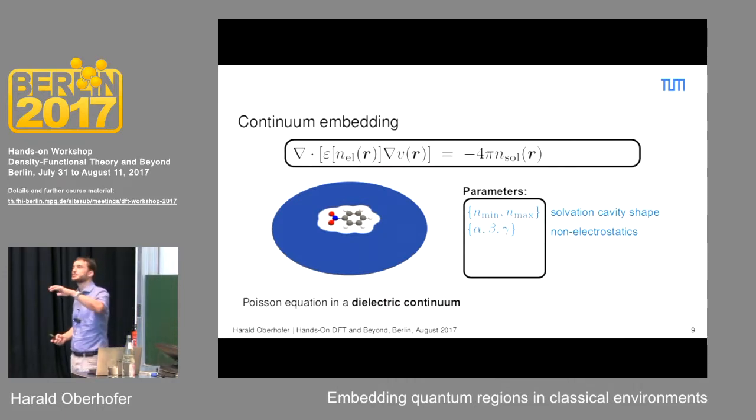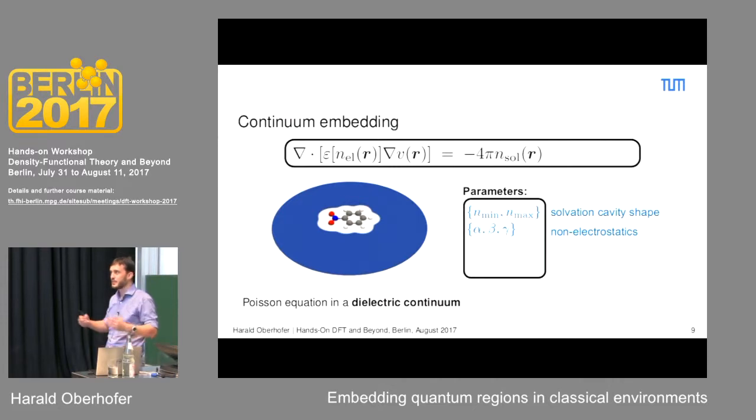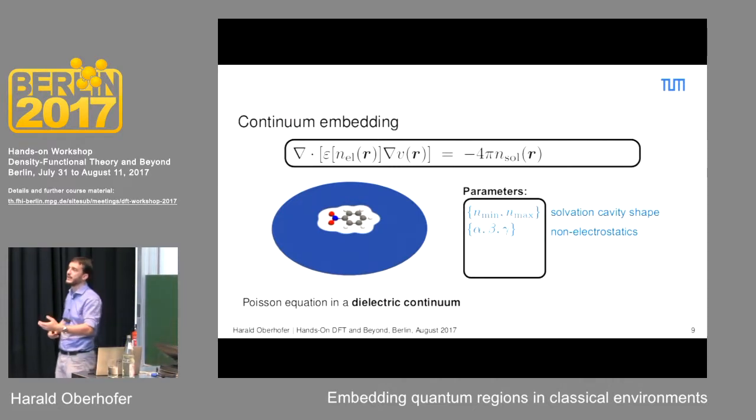meaning that close to your solute, you still want to have something that has a permittivity of 1, as you would have in vacuum, because there is nothing that could provide a dielectric response there. There's just your electronic density and your nuclei, but these are already taken care of by your DFT or whatever electronic structure method you're using.